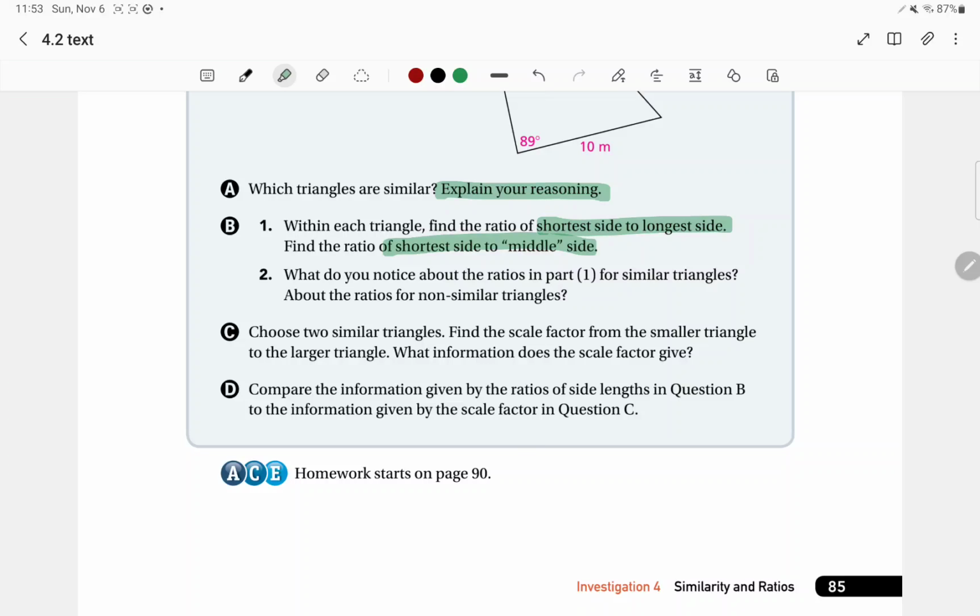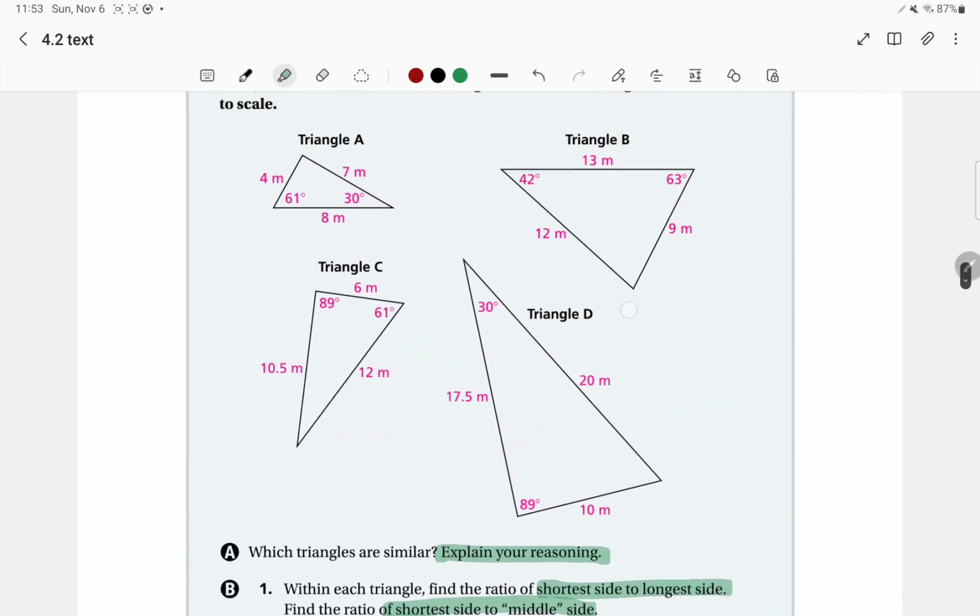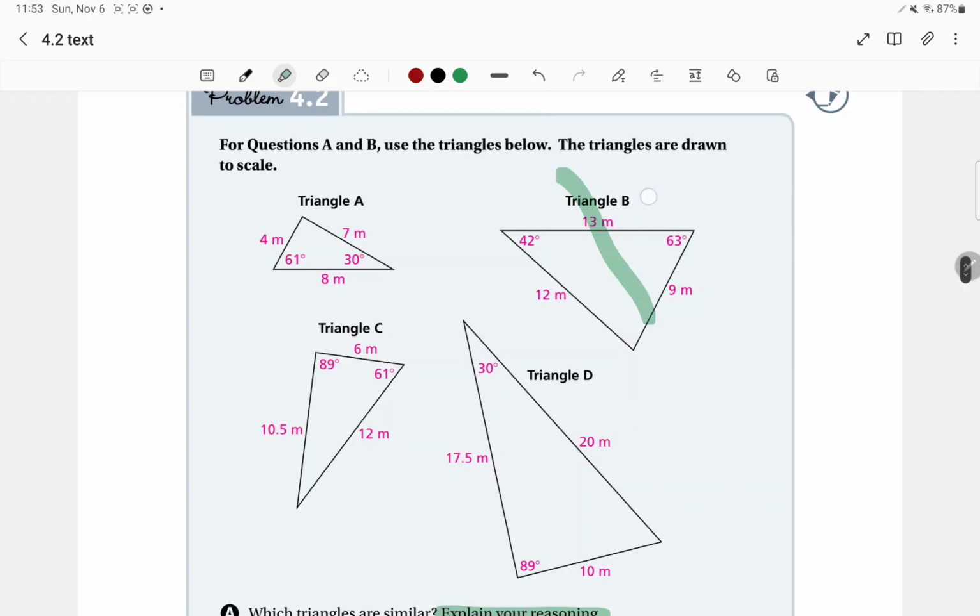What do you notice about the ratios in part 1 for similar triangles? Well, listen. All of them were the same. The ratios were the same. And for non-similar triangles, we didn't even look at this one because we already knew that one wasn't going to work. But if they were non-similar, the ratio would have been different. It would not have been 1/2 or 1.14. It would have been different.